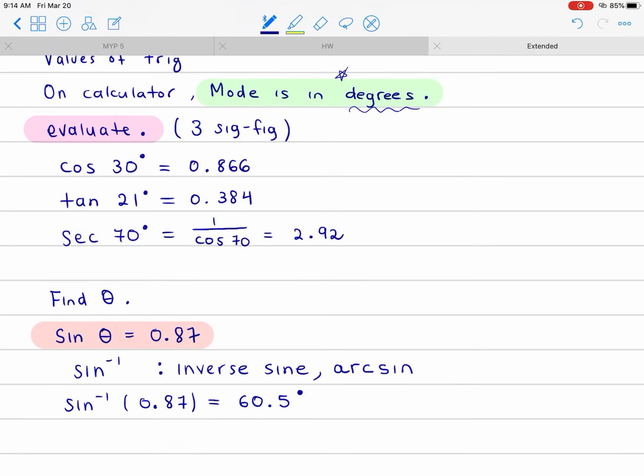Next question is finding the angle. So in the previous problem, we're given the angle and we're evaluating the value. Here, it's the opposite. We're given the value and we're evaluating the angle. In order to do that, you need to use inverse sine, which you can find also on your calculator. Inverse sine is sometimes referred to as arc sine. So you type in inverse sine of the value 0.87 and that returns the value of 60.5.